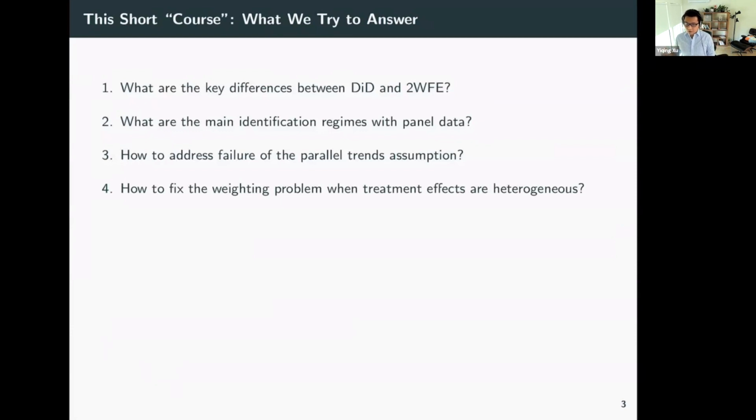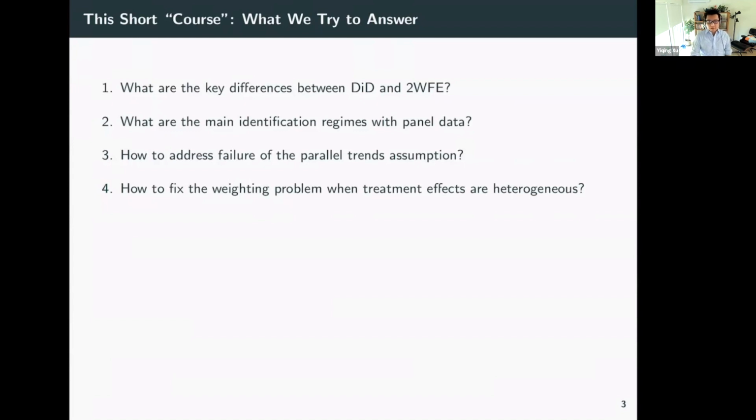I'm sure some of you have heard of Goodman-Bacon and a lot of discussion on negative weighting. I think in a few years, maybe sooner than that, when you write papers with two-way fixed effects, people will start to ask this question. So I think it's a good idea to know what people are talking about with negative weighting, what the root cause is, and how to fix it if possible. Okay, so this is what we try to answer today.